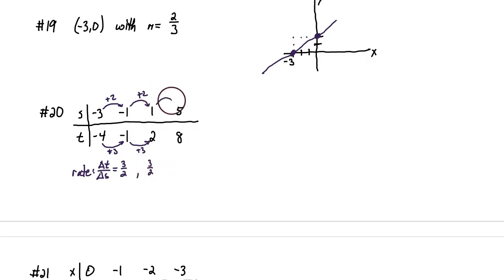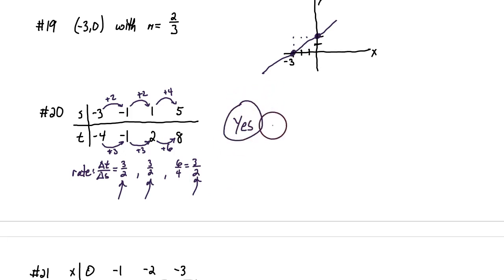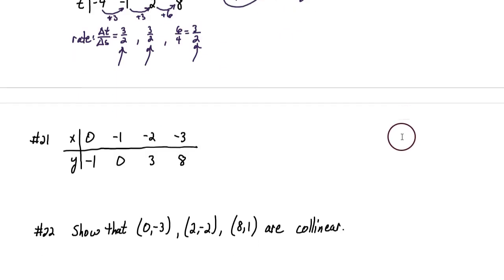So making a rate out of that, it's also 3/2. Now over here, from 1 to 5 is an increase of 4. From 2 to 8 is an increase of 6. Let's make a rate, 6/4, which reduces to 3/2. Notice we have the same rate of change from one dot to the next. So our answer is yes, these do line up in a straight line, and the slope of that line is 3/2.